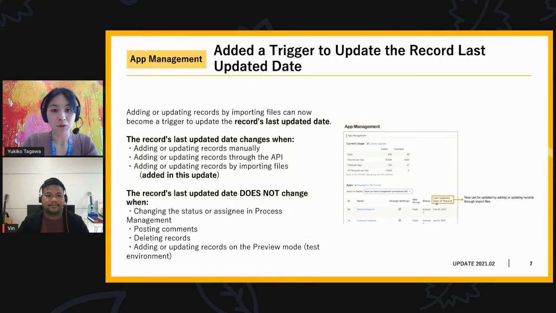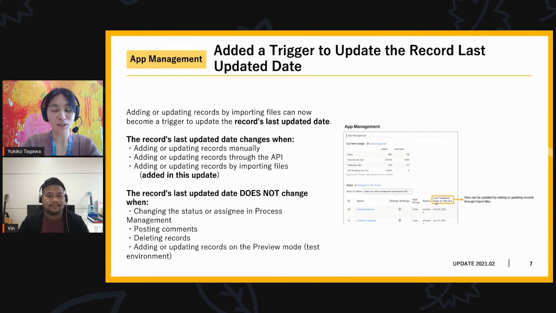We added a trigger to update the record last updated date. Vincent, please explain the details. Oh yeah, this one is actually related to the same feature I just explained. So what we mean by trigger here is that this last updated date of record app information is updated when any of these three actions occur. One is when you add or update a record manually. Two is when you add or update a record via API. And three, when you add or update records by importing a file. So these first two were possible before, but it's actually the third action, when you import a file, that was added for this specific update.